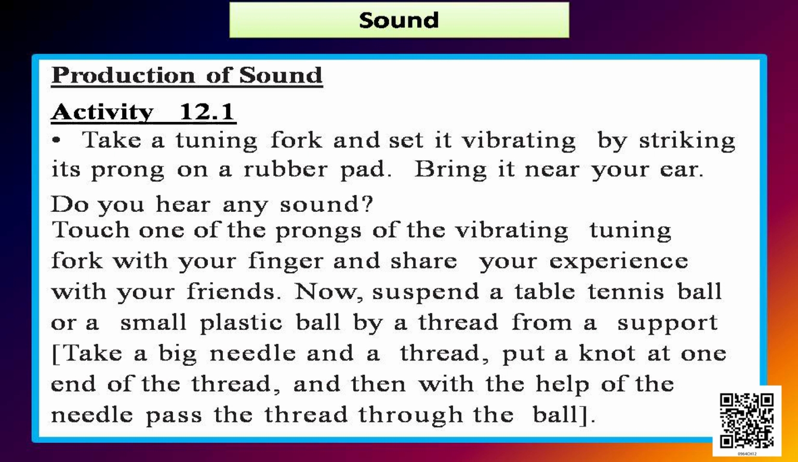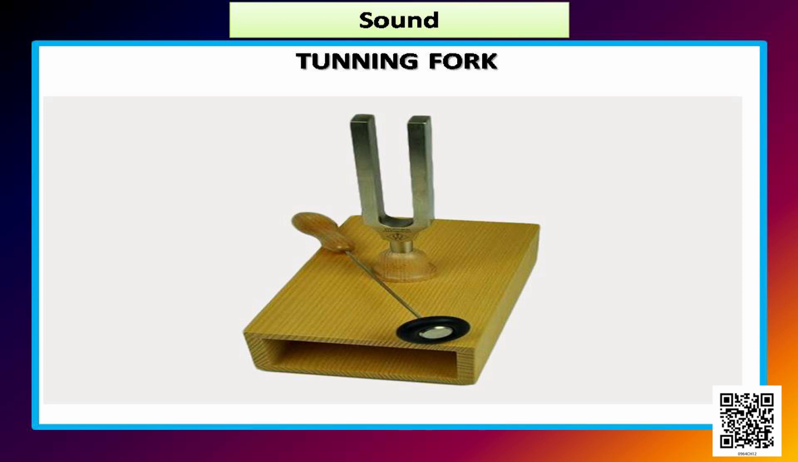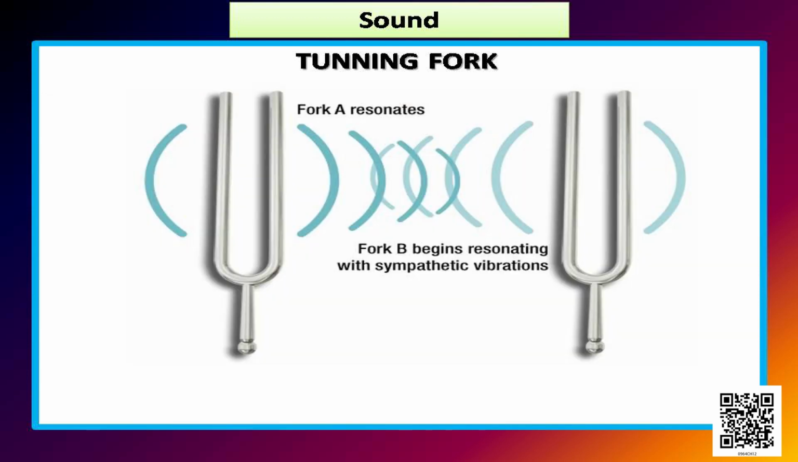Fine. So students, to produce a sound, an activity is given in your book, that is activity 12.1. It says take a tuning fork and set it vibrating by striking its prong on a rubber pad. What is a tuning fork? Students, a tuning fork is an instrument which creates vibration when we strike it with something. You can feel that vibration when you touch it with your finger.